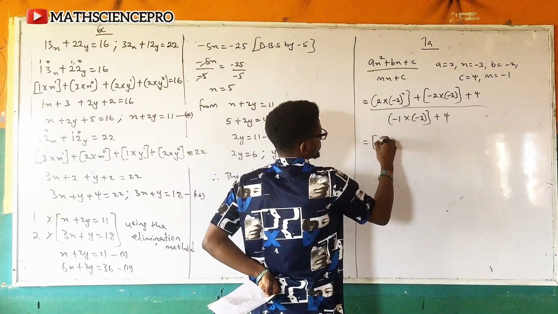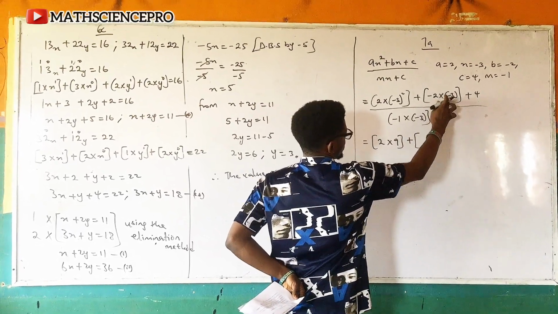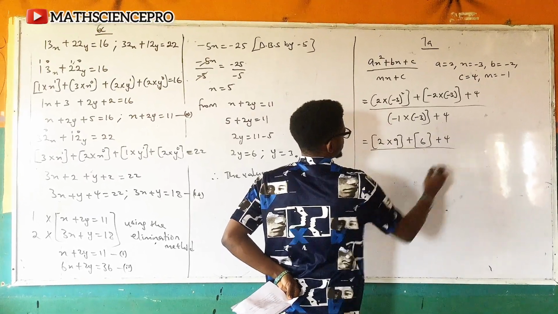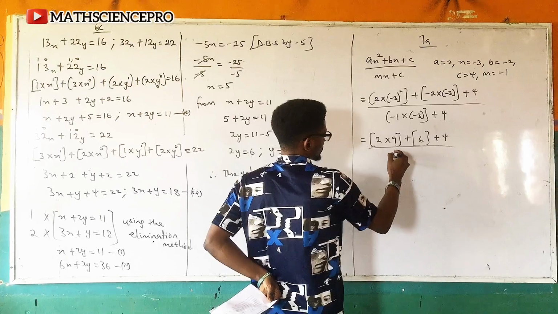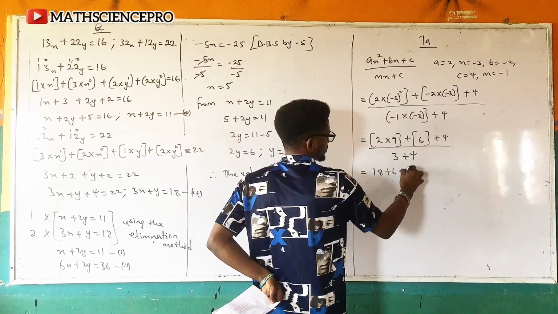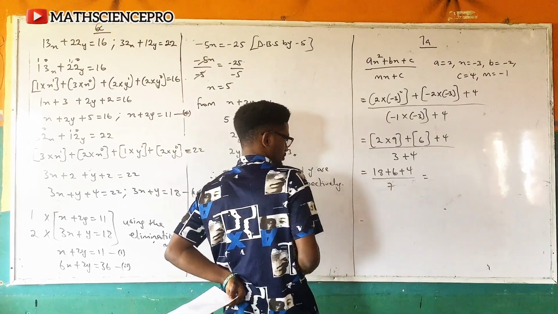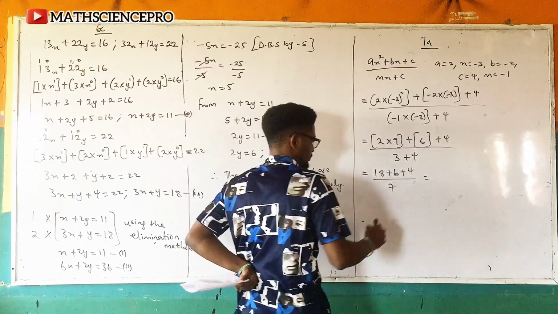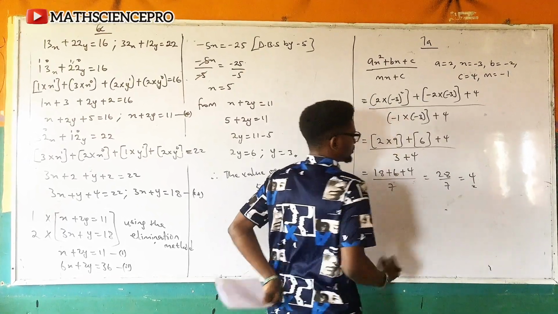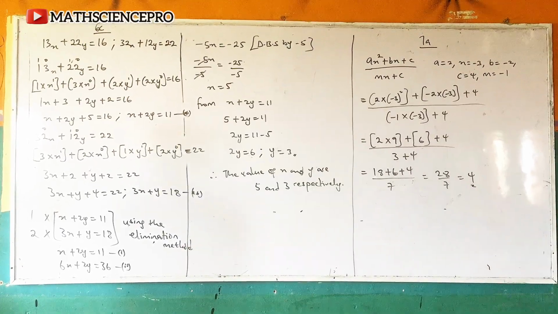So you have 2 multiplied by 9, plus minus 2 multiplied by minus 3, that's a positive 6, then plus 4, all divided by minus 1 times minus 3, that's positive 3, plus 4. That is 18 plus 6 plus 4, all over 7. 18 plus 6 gives you 24. 24 plus 4 gives you 28 over 7. And that gives you 4. So we've evaluated that. Quite easy. So we're going to continue.